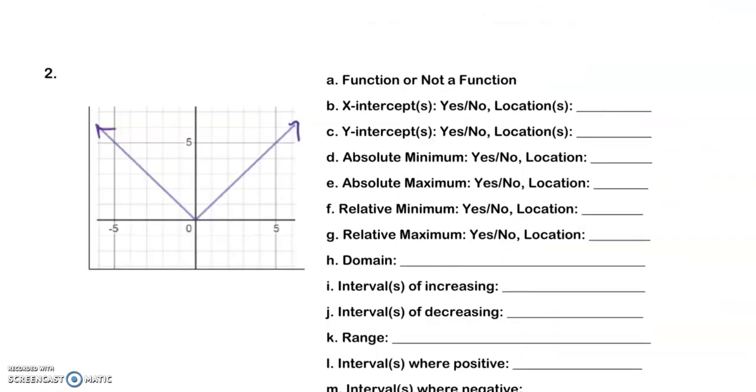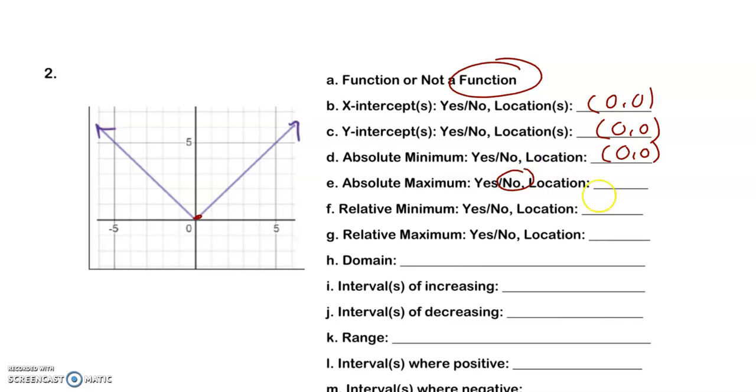Taking a look at the next one. Is this a function? Yes, it is a function. It passes the vertical line test. Does it hit the x-intercept? It hits it, yes, at (0, 0), and the y-intercept is the same. Does it have an absolute minimum? The absolute minimum is (0, 0). It's just never going to go lower than that. Absolute maximum? Nope, it goes on forever.